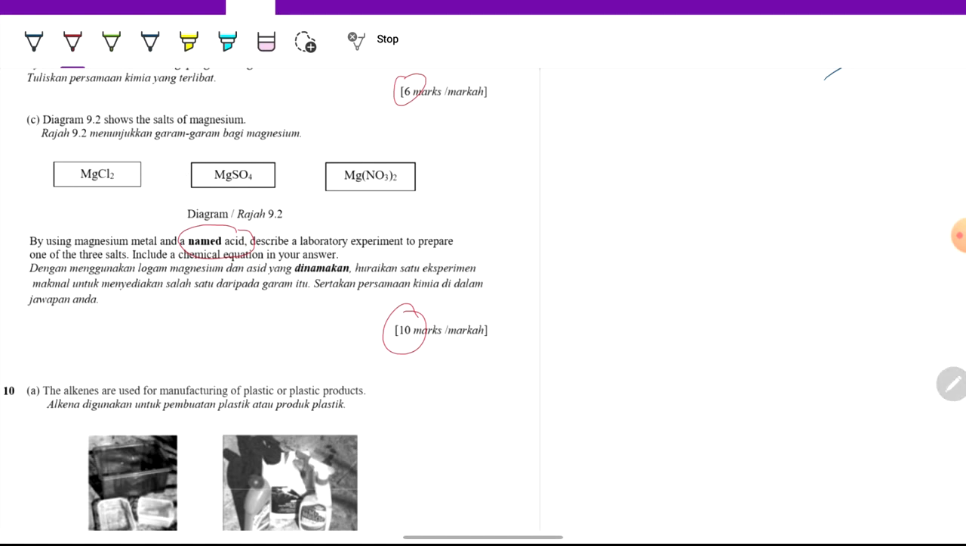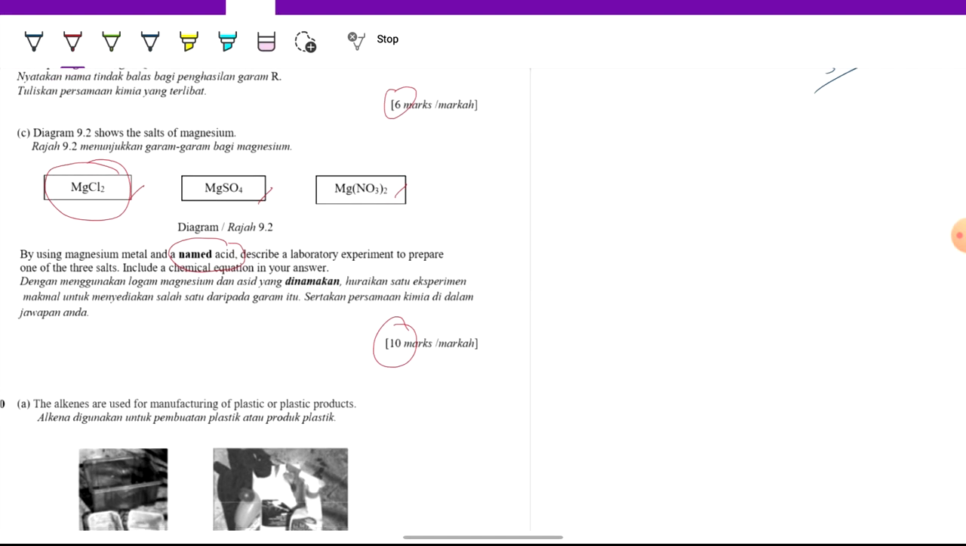So all are soluble salts, right? Soluble salts, so we can choose magnesium with the acid. So you can choose any one of these salts you want to prepare. For example, let's say we want to prepare the first one. We choose the first one. Actually, the steps are almost the same. Just the materials used are different. The acid used is different. So let's say magnesium chloride.